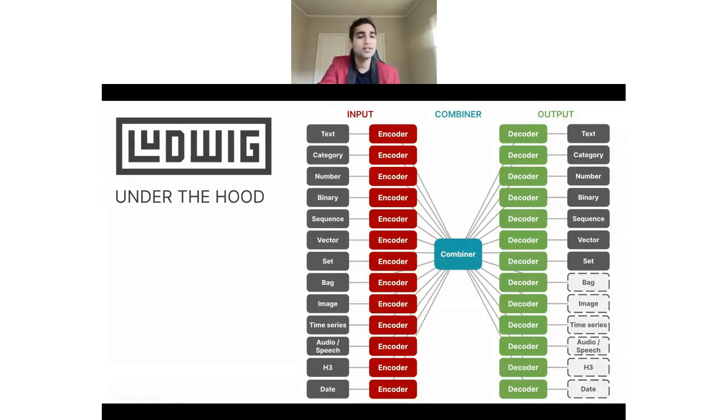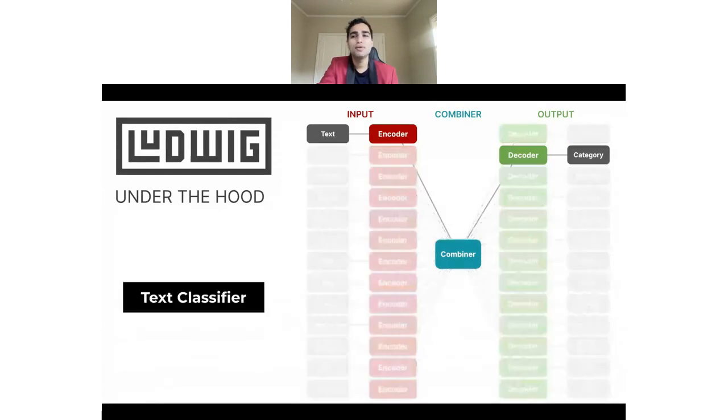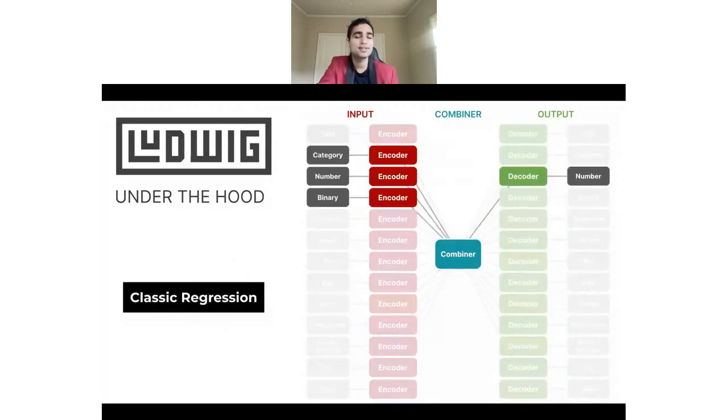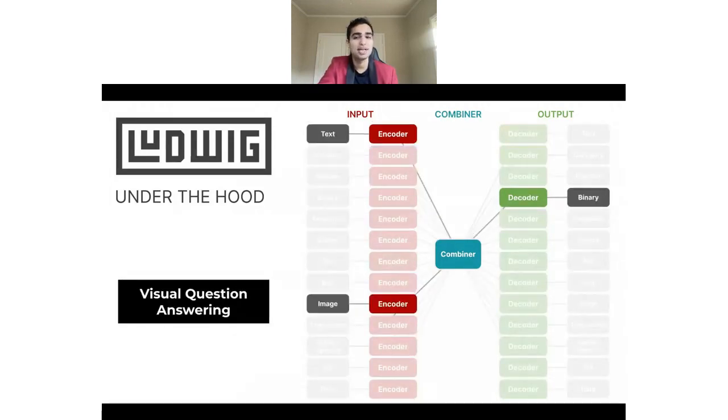And I can show you that in the context of the tasks that Ludwig can support. For example, if I wanted to build a text classifier, I essentially have text as an input and category as an output. And I can use the same architecture to build that. If I wanted to build an image captioning system, I have an image as an input and text as an output. And this is going to build an image captioning model, for example. If I want to do classical regression, I might have my tabular data as inputs and then a numerical output. And if I wanted to do something really interesting, complex, and multimodal, for example, visual question answering, I might have both text and images as inputs, and then be able to do binary outputs as well.